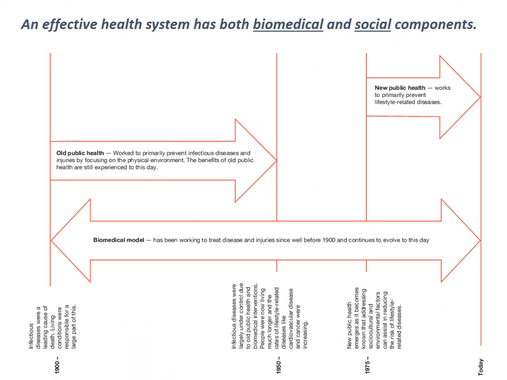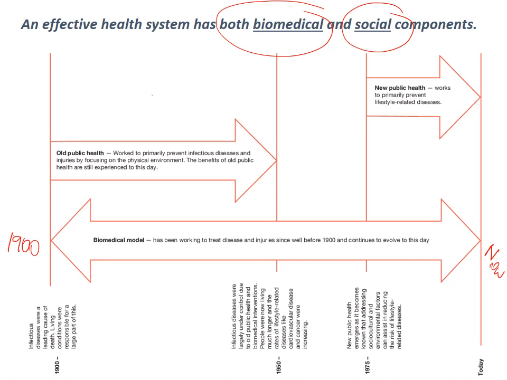Okay, we're almost there, I promise. As I said early on in these slides, an effective health system has both biomedical and social components. In the past, I think some students get really confused and think, we have old public health and then biomedical and then new public health. I think it's important to see that they're different but interrelated things. This graphic was actually from the textbook, so you can have another look in it there. You can take this from the slides if you'd like.